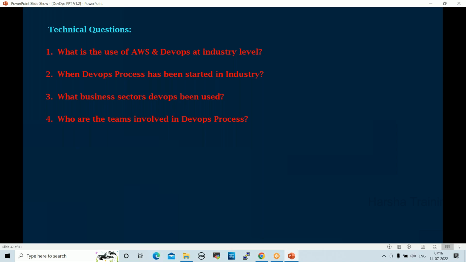Next one: who are the teams involved in the DevOps process? Developers, testers, and build and release engineers are all involved. As a DevOps engineer, we don't do any coding part and we don't do any testing. We coordinate with all these team members: developers, testers, build and release engineers.